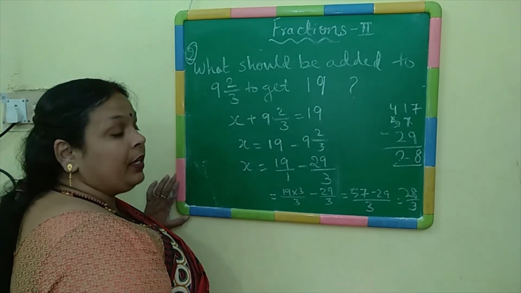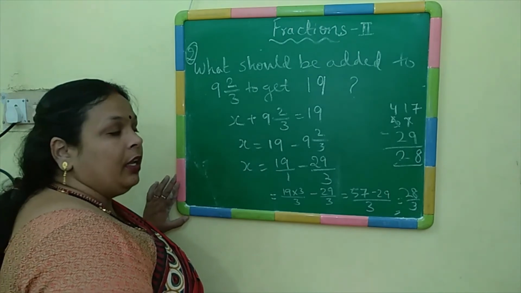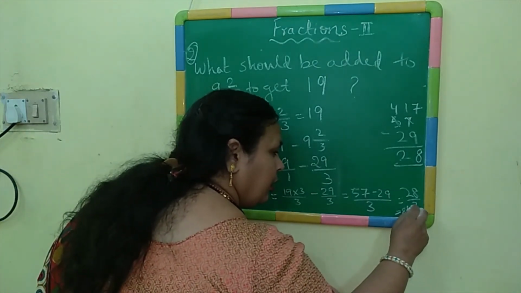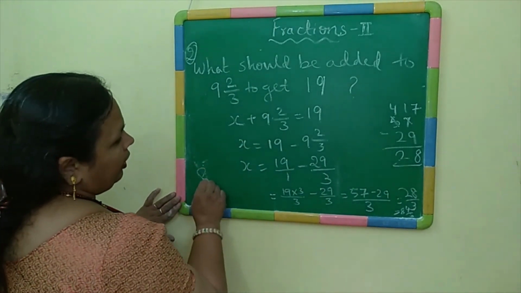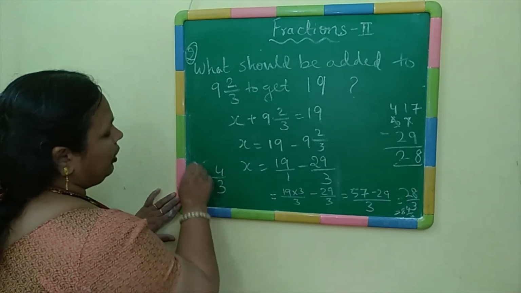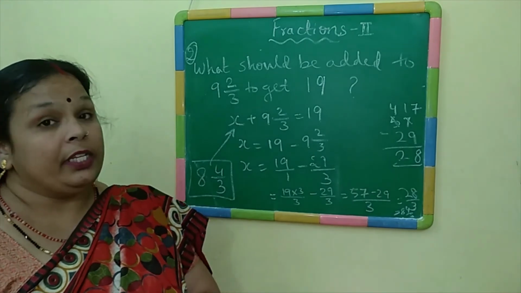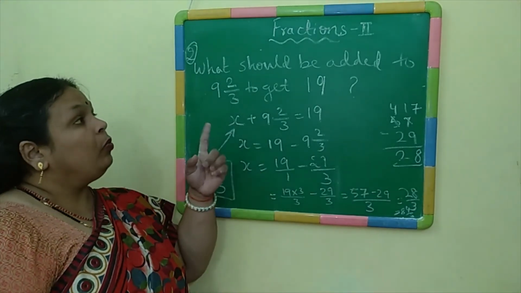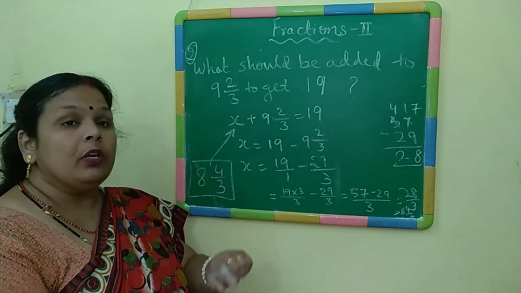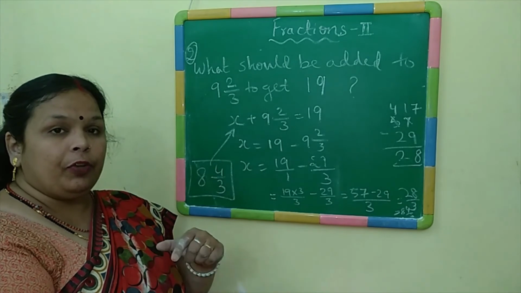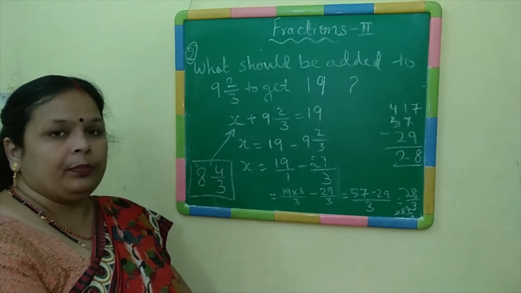28 by 3, what it is? It is 8 3s are 24 and 4 by 3. So what is to be added? We need to add 8 4 by 3 to 9 2 by 3 so as to get 19. Similarly, we can go for what is to be subtracted from, but remember when the word from comes, the second word which we are talking about will be your priority to keep it in the first position.